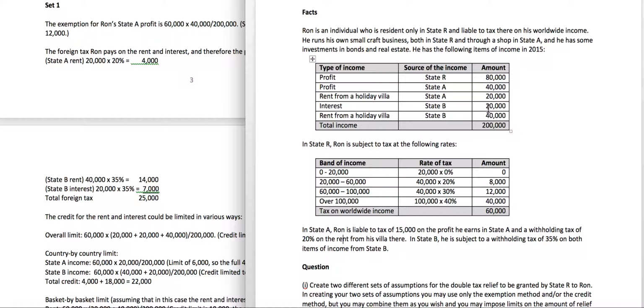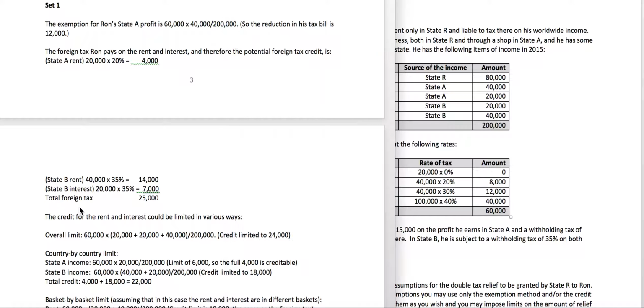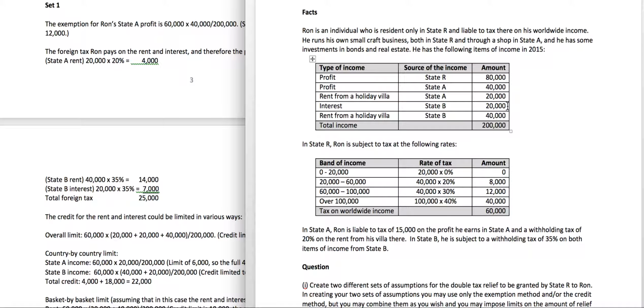The state B rent is 40,000 times 35%. Yeah, we have that right there. 40,000 times 35% is 14,000. State B interest, 20,000 right there, times 35% is 7,000. And the total foreign tax is 25,000.